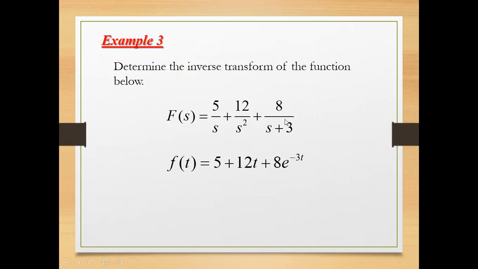Because if your denominator, class, is, let's say, for example, an s plus 5, this would be e raised to negative 5t. And then the 8 would still be there because you have the constant 8 being multiplied to it. Okay? So this is how you get the inverse Laplace transform of a constant, yielding a constant, yielding a t function, and yielding an exponential function.